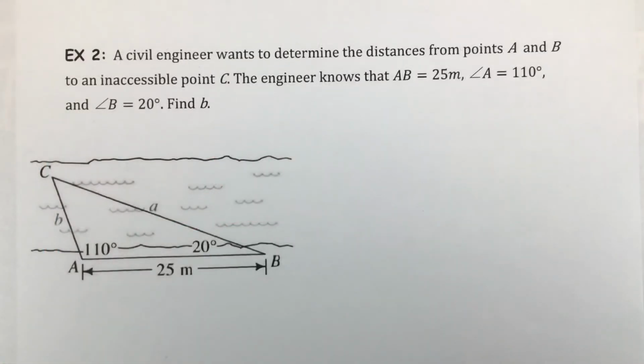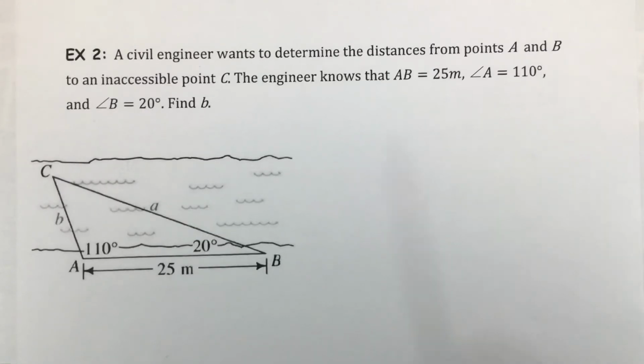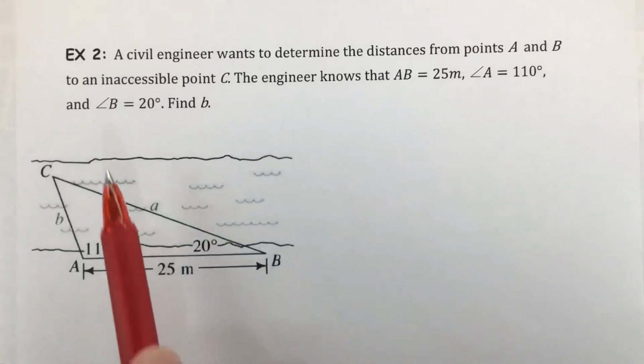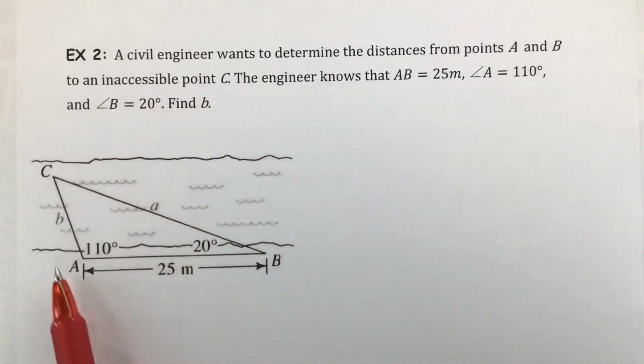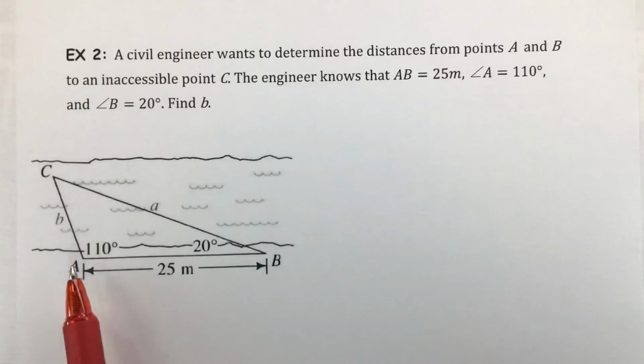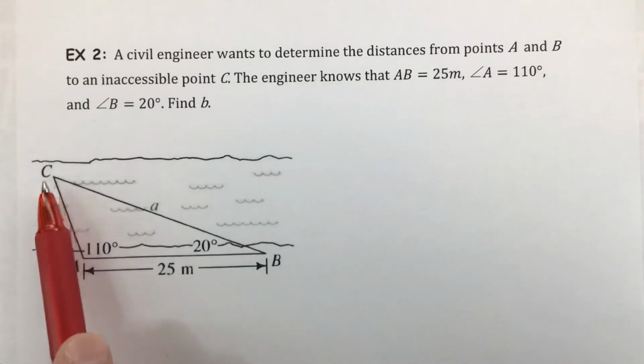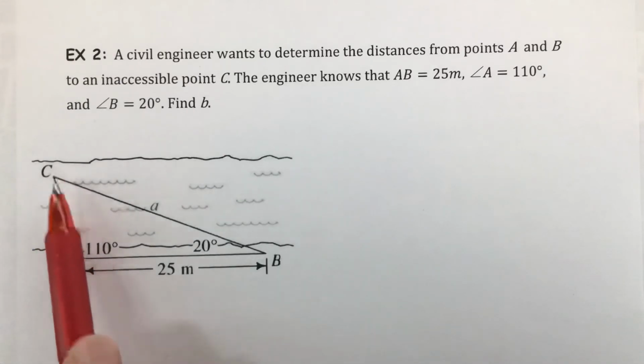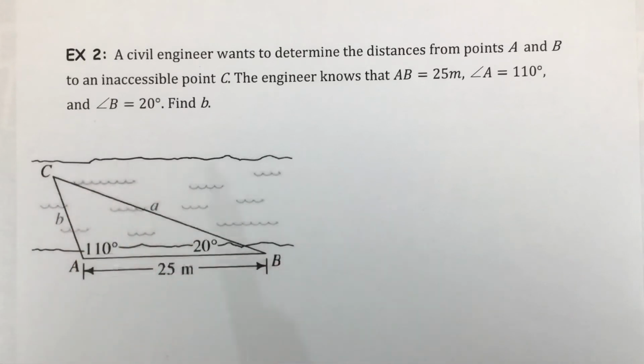In example number 2, we're going to look at the other type of solving problem, which is solving for a side length. It says that a civil engineer wants to determine the distances from points A and B, these 2 points, to an inaccessible point C. You're going to see that point C is out here in the water. The engineer isn't going to actually go out to the water, but he wants to figure out how far point A is from C and how far B is from that point.